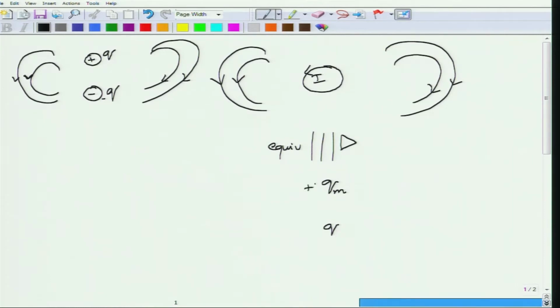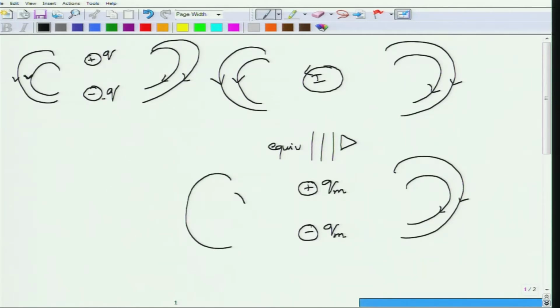So I have fictitious magnetic charges of plus qm and minus qm, and these charges would produce a magnetic field which was exactly the same as that of the current carrying loop. The far fields are essentially the same. So these are two ways in which people think of magnetic materials or magnetic dipoles, especially, and magnetic materials are made up of magnetic dipoles.